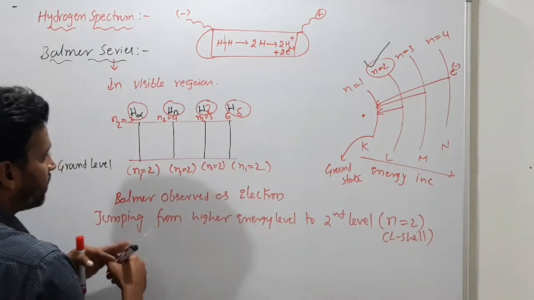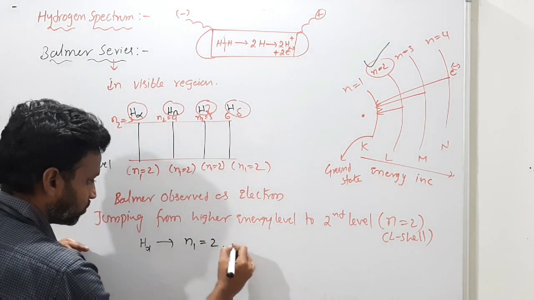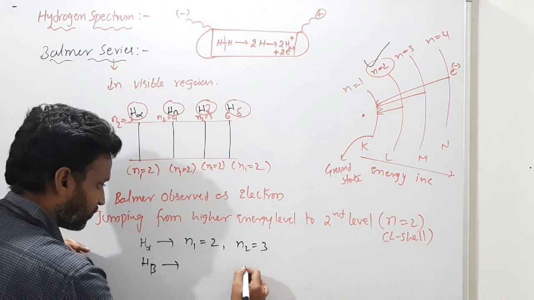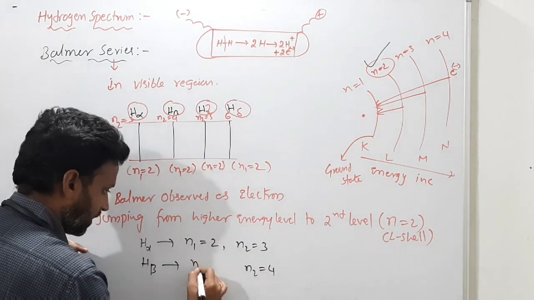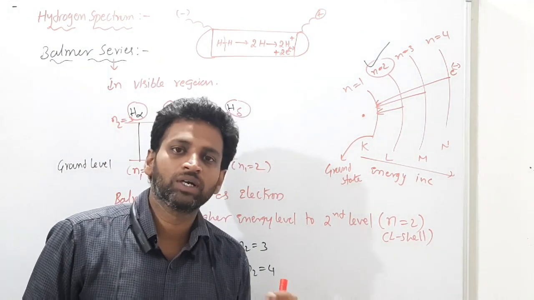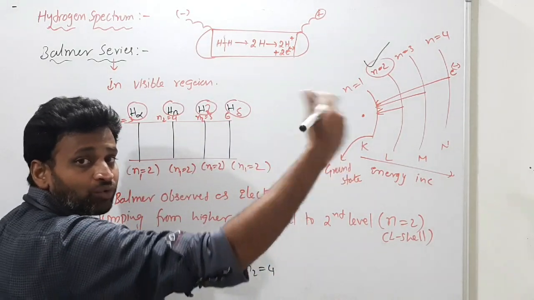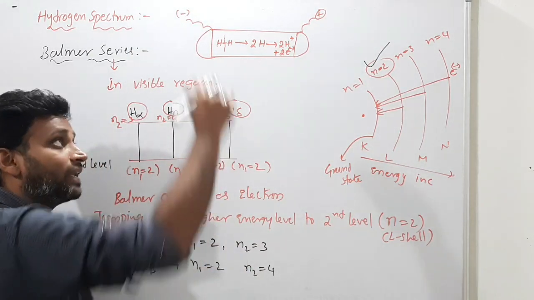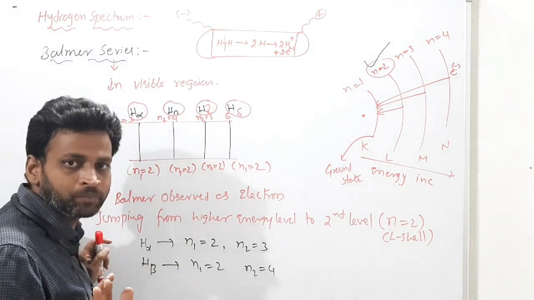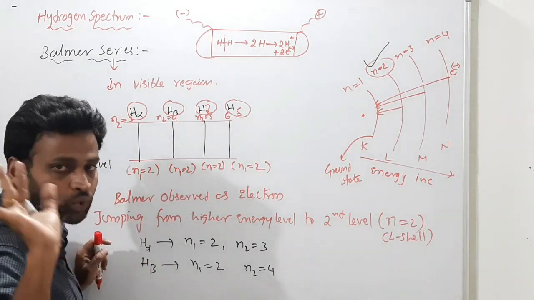So what is the H alpha line? According to Balmer, the H alpha line means N1 is 2 and N2 is 3. H beta means what line? The electron jumping from N2 is 4 to N1 is 2. So Balmer means N1 is fixed. What is the N1 value? 2. That's it. The higher level is greater than 2: 3, 4, 5, up to infinity. The higher level they will give in the numerical, so you need not worry. But the Balmer series means N1 is fixed. N1 value is 2.